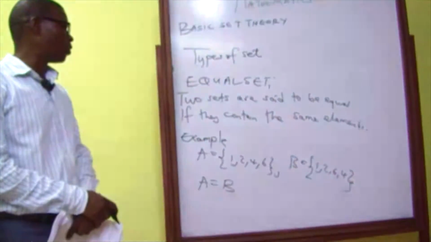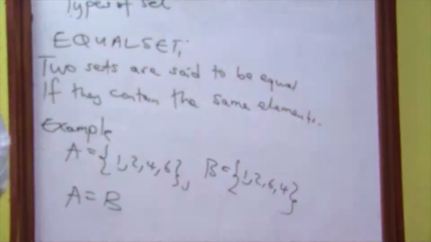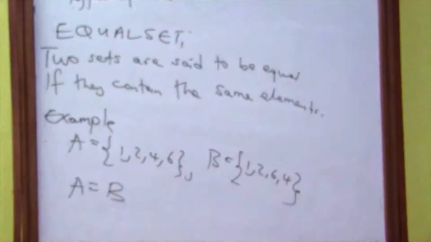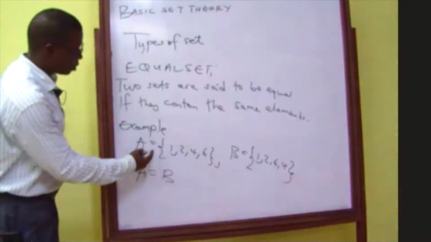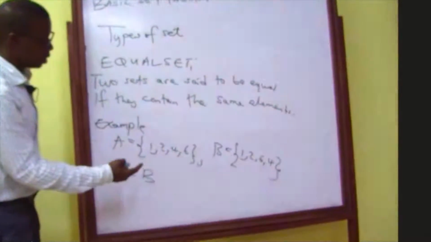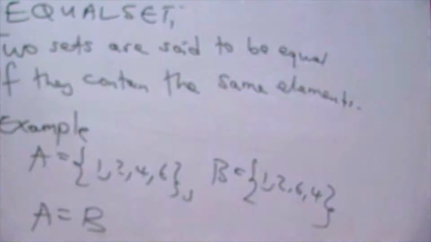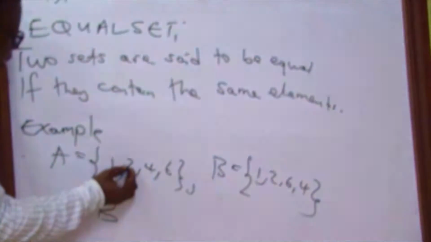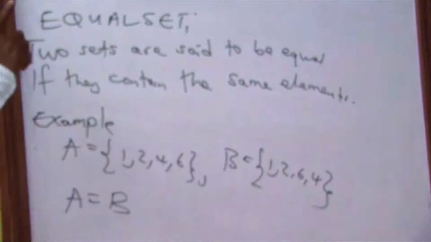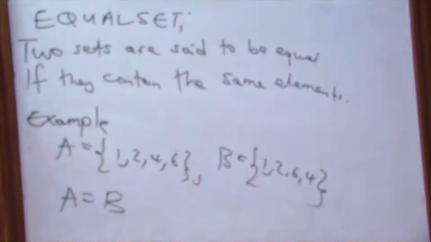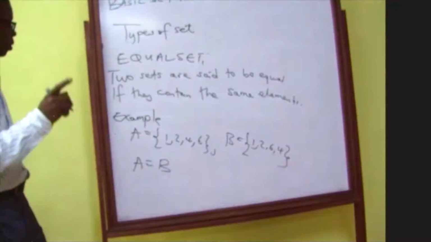2 sets are said to be equal if they contain the same elements. Now let us look at the example. Let's look at set A. It contains 1, 2, 4, 6. Let's look at set B: 1, 2, 6, 4. The order is not important. What is important here is that there is a one-to-one mapping. The 2 sets have the same elements. Therefore, A is equal to B.